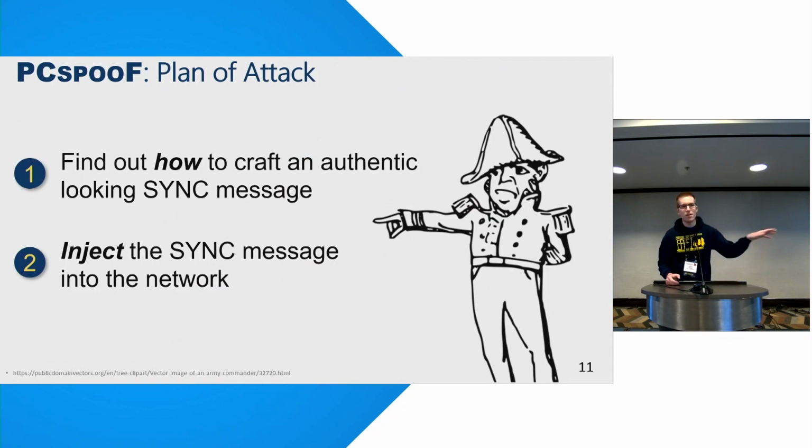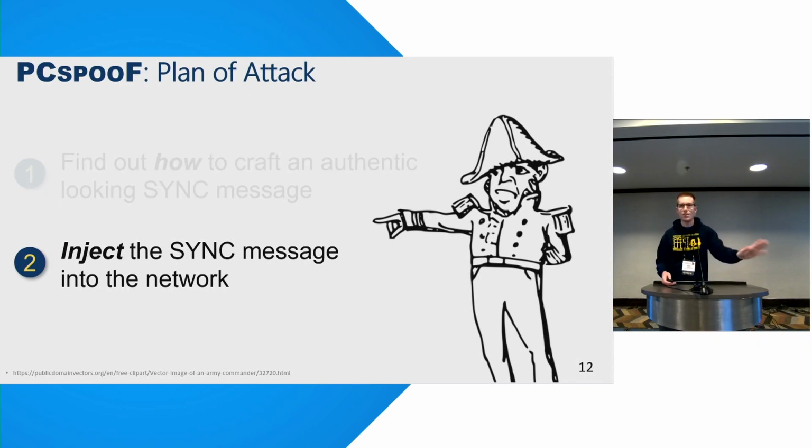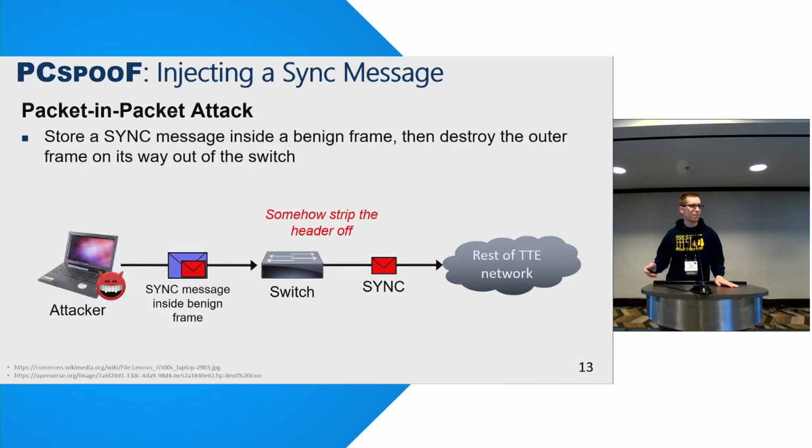So really the PCspooF attack occurs in two distinct stages. In the first stage, an attacker has to figure out how to craft a synchronization message that looks legitimate, and that requires them to learn some information at runtime. And then in the second stage, that's where they actually inject that message into the network. And for the sake of time, I'm only going to touch on this second part today.